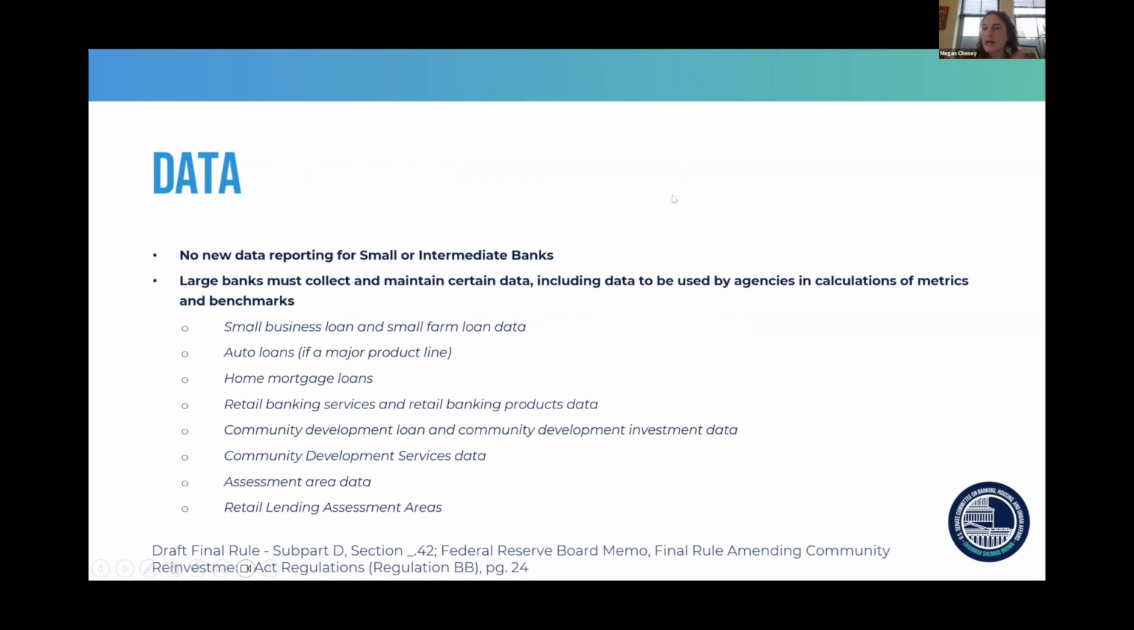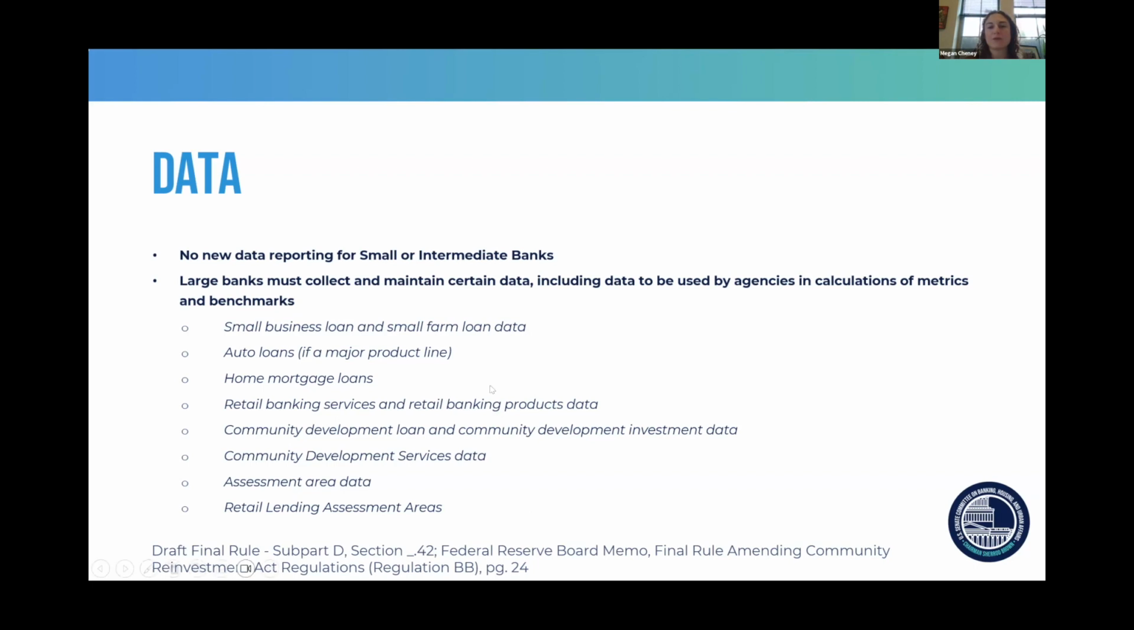So a couple other changes just to flag for folks that I think would be of interest. There's no new data reporting required for smaller intermediate banks. But there's a certain amount of data that will need to be reported to regulators. Part of this is to show banks' ongoing activity, but also to help the regulators set the benchmarks that we talked about that will be underlying a lot of these metrics that will go into the retail lending and community development tests. Things like small business and small farm lending, home mortgage lending, retail banking services and products data, community development loan and investment data, assessment area data.